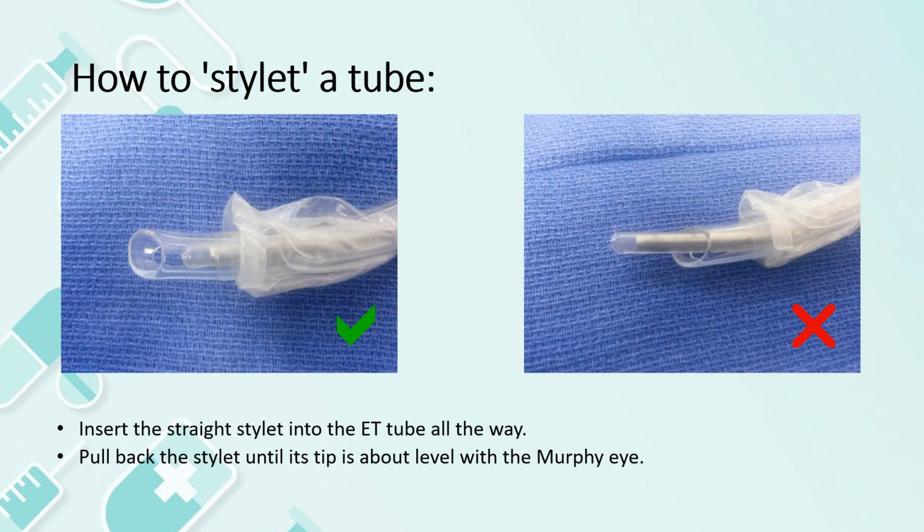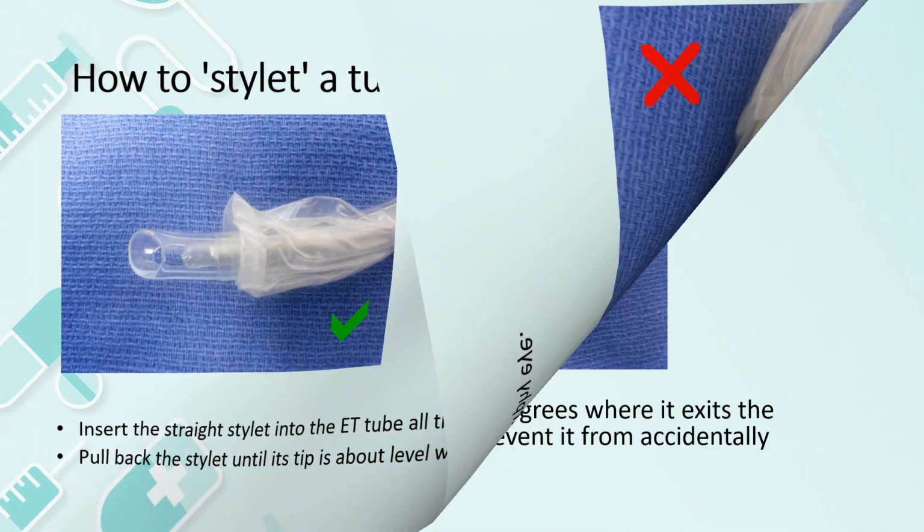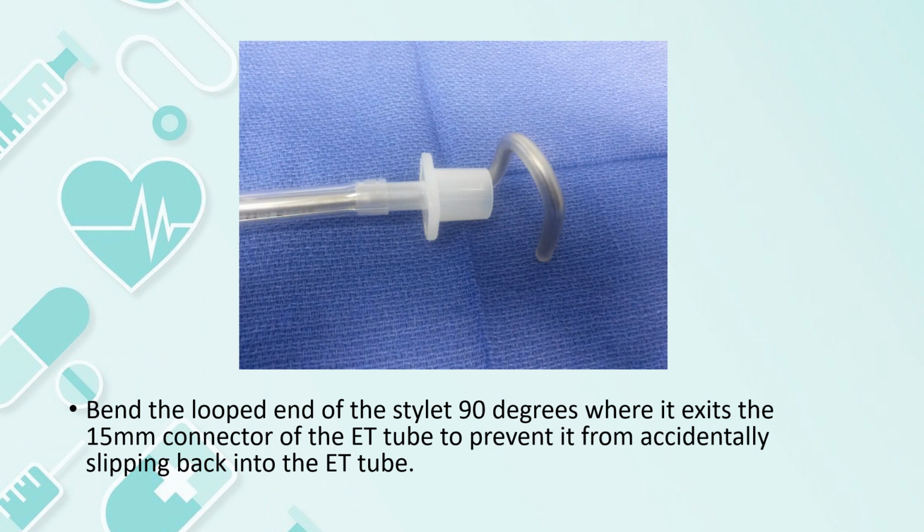How to use the stylet? Well, first we introduce the stylet into the endotracheal tube and then we withdraw it a little bit so that its tip does not pass the level of Murphy's eye. Also, we bend the proximal end into 90 degrees, so it does not slip while we are using it.